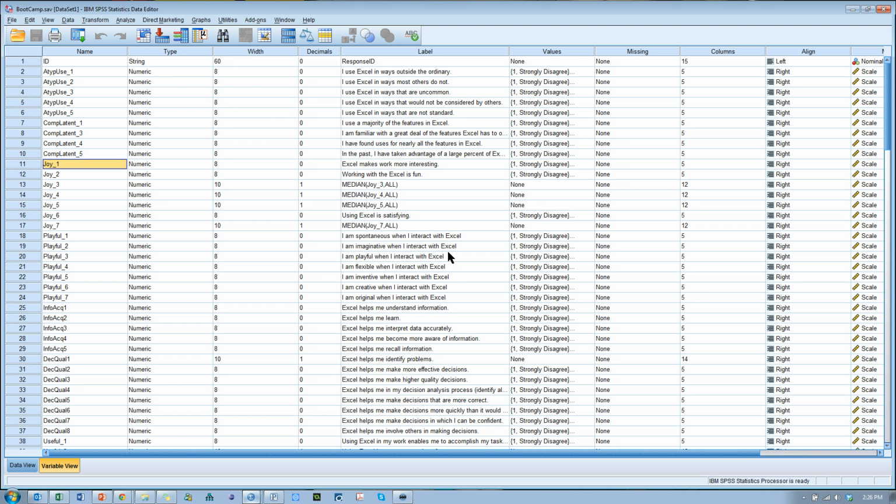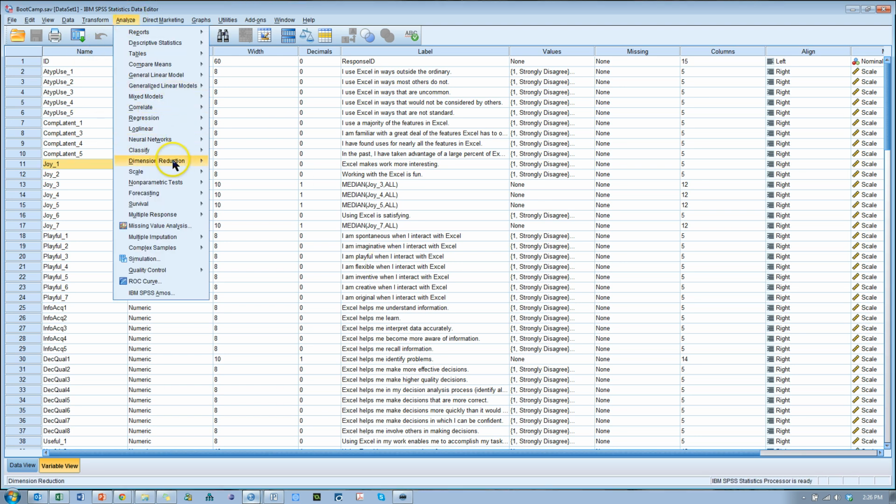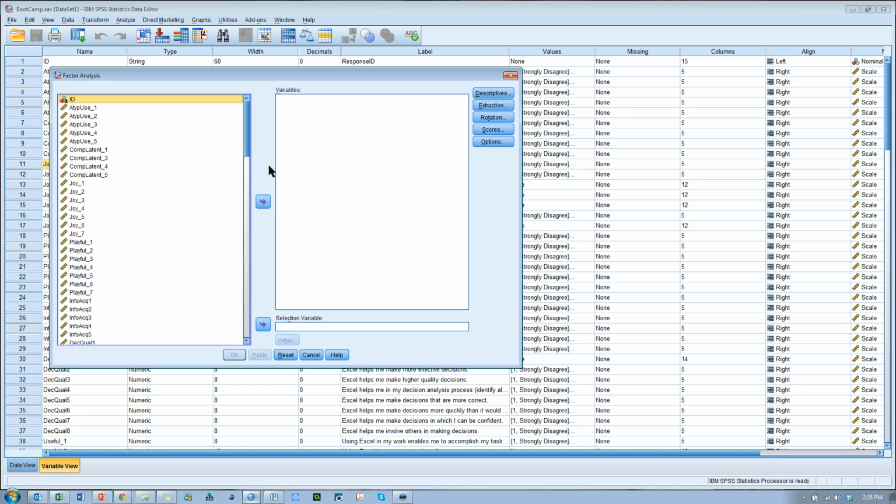There we go. All right. Analyze, dimension reduction, factor. Okay, what do we want to throw in there? We have 375, I think, cases, so we could do the whole thing at once. We have enough data to do the whole thing at once. So I'm going to throw in everything from atypical use 1 down to usefulness 7.